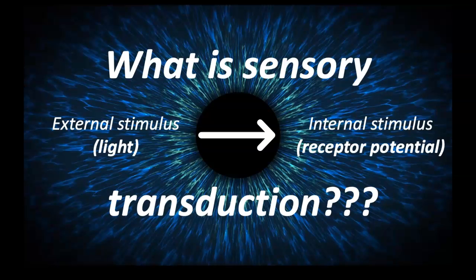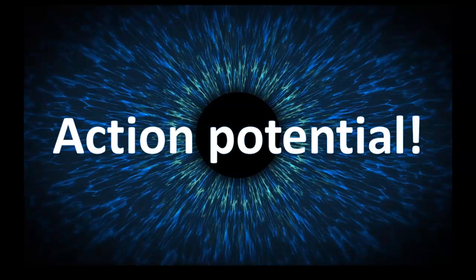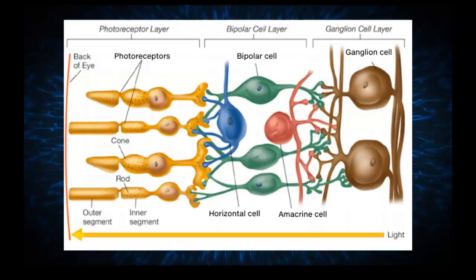Now, what happens after light is transduced or transferred into a receptor potential? An action potential. How does this happen? Well, receptor potentials actually control the amount of neurotransmitter that is released from the photoreceptors, which will end up affecting the rate of firing in the postsynaptic cells.